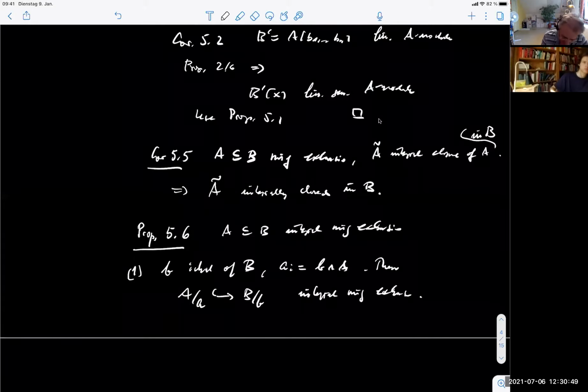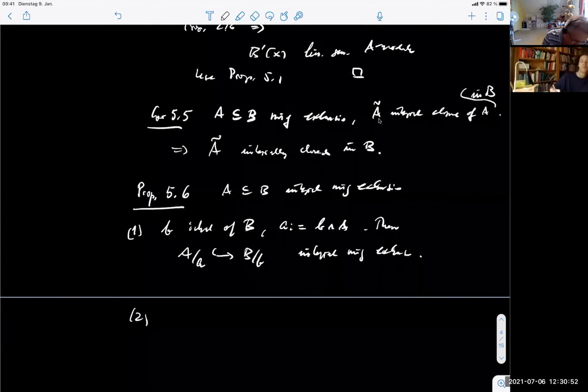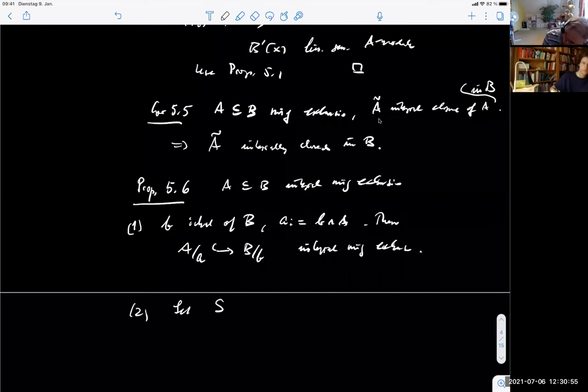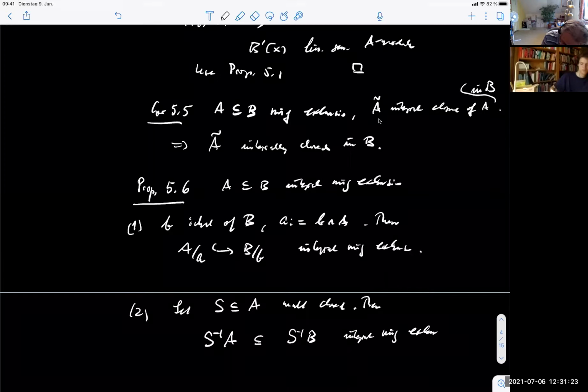As it should be, second statement, this refers to localization. I take a multiplicatively closed set, so S in A multiplicatively closed. Then I do the localization of A, but I can use the same set for localizing the ring B. Then this becomes a subset of the other, and this is an integral ring extension. So it's clear that these are useful properties.